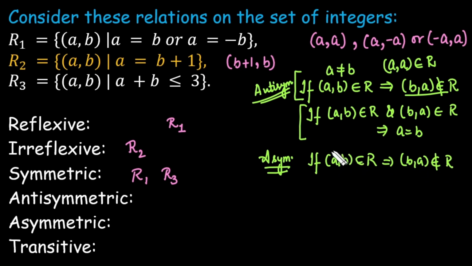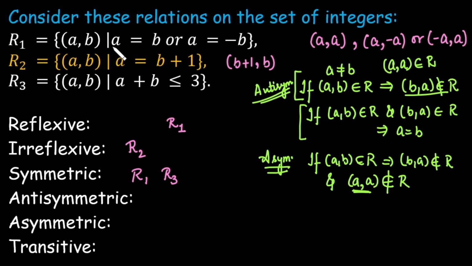In this case, we are not taking any kind of restriction on AB. We just need to check if AB is a part of relation, the reverse should not be there. And we will also say that an ordered pair of this type should not be there for any element. Now we need to identify whether R1, R2, R3 are antisymmetric or asymmetric.